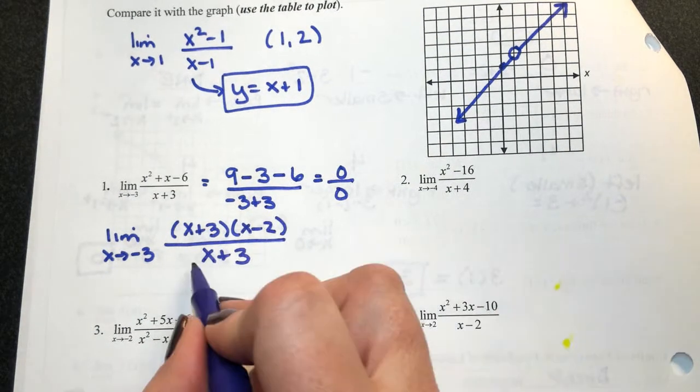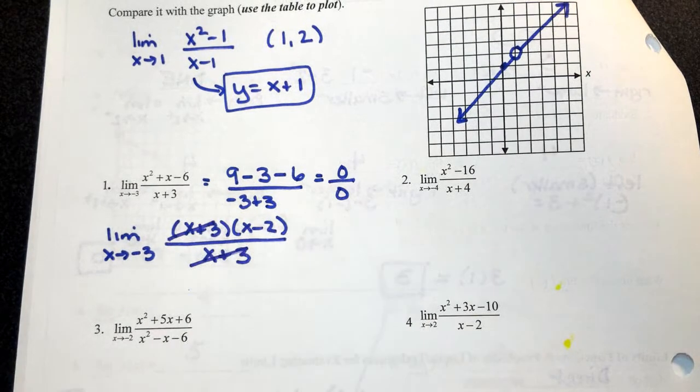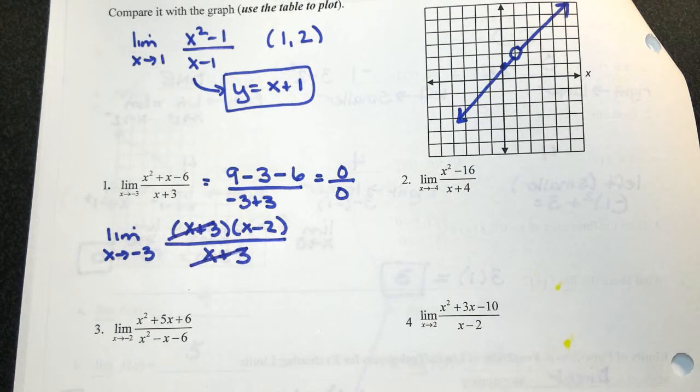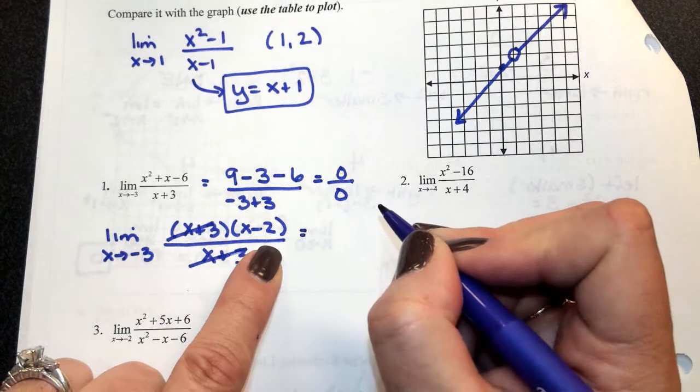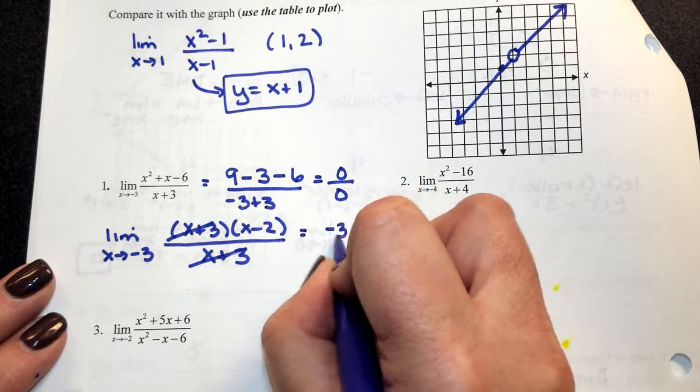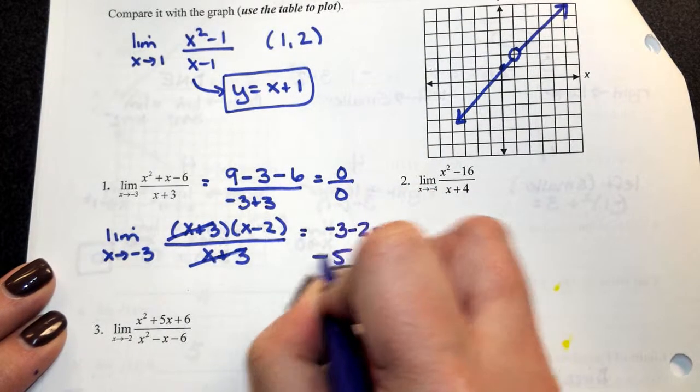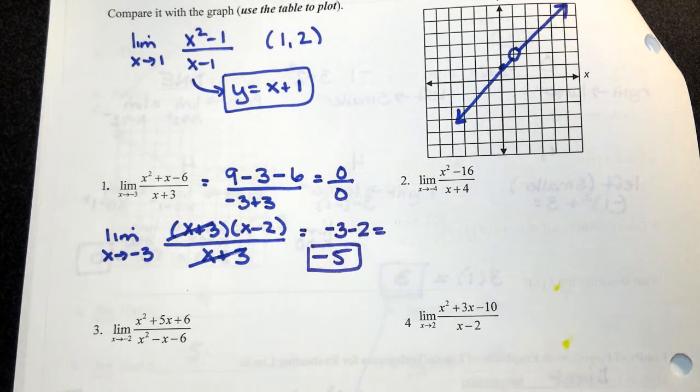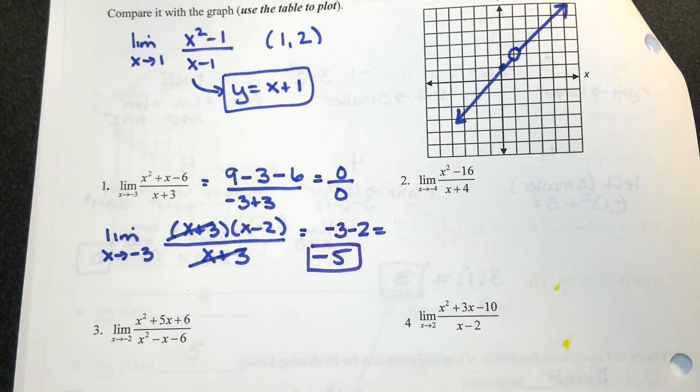Now cancel your fraction. You can cancel out the x plus 3's. So after you do your factoring and your canceling, now try your direct substitution again. So plug into my simplified form. So I have negative 3 minus 2, which gives me a negative 5. Okay. Like I said, you always still try direct substitution first.